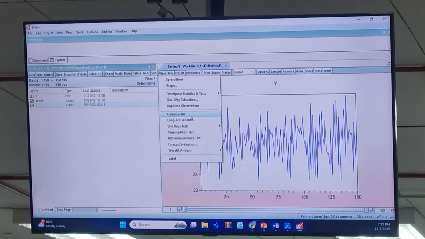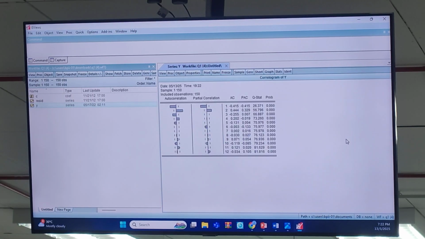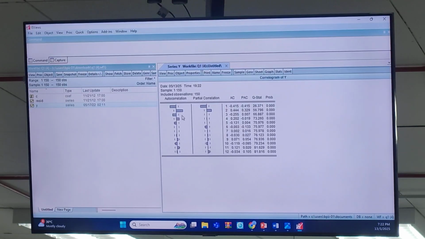Sample ACF, level. Okay. So if you compare this, which one is it? If you consider this to be decreasing, then you can propose up to.